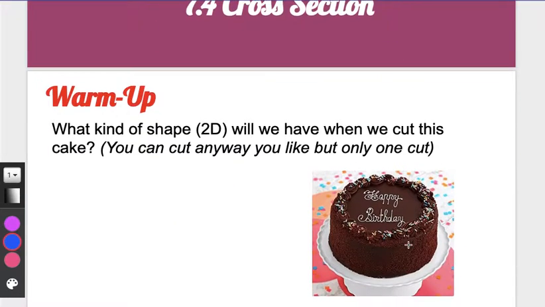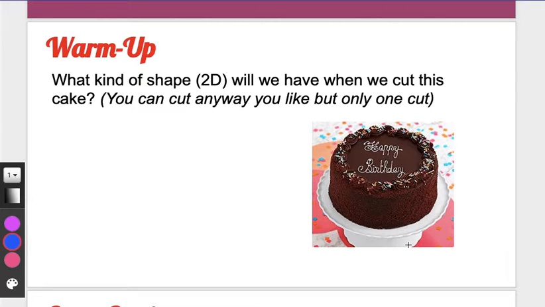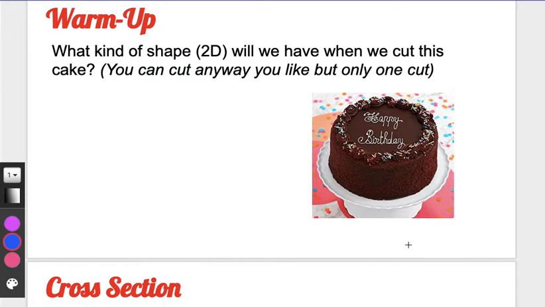Before we start the lesson, let's have a quick warm-up question. What kind of shapes will we have when we cut this cake? You can cut any way you like, but only one cut. Well, this is a very delicious chocolate cake, as you can see. So think about this question: when you cut it open, what kind of 2D shape will you see? You can think about this question now, and we will come back to it later when we go over the definitions of cross-section today.